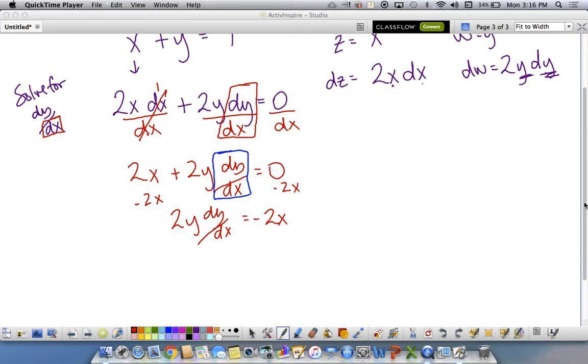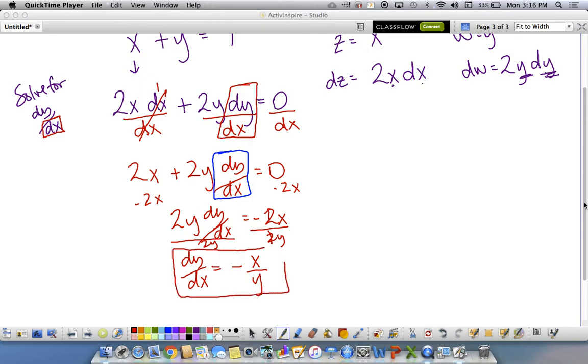And then we're going to solve for dy dx. So how are we going to solve for that? We're going to divide both sides by 2y. So when I divide by 2y, I still have a negative sign. 2 divided by 2 is simply 1. So I have a negative x over y.